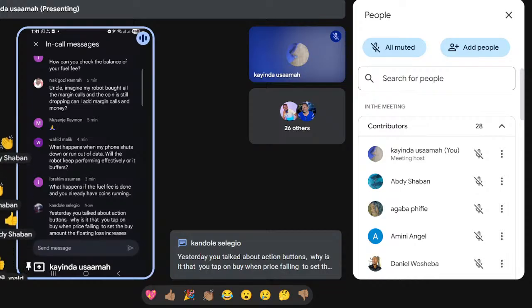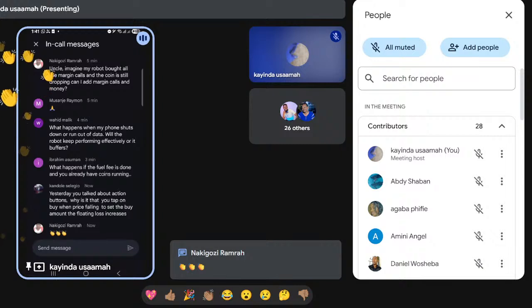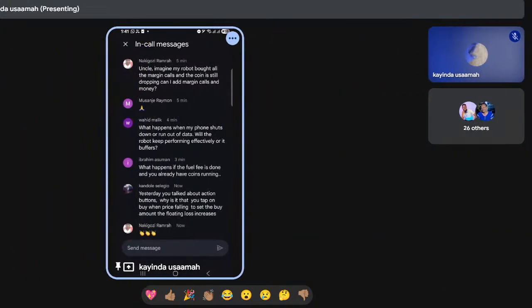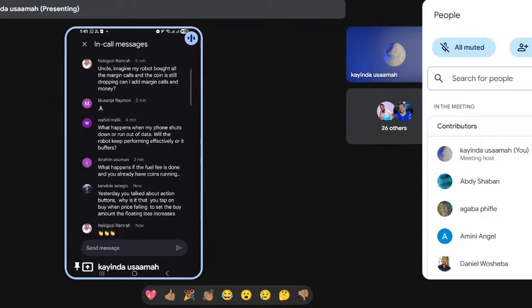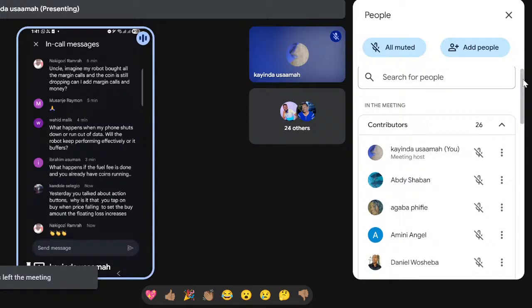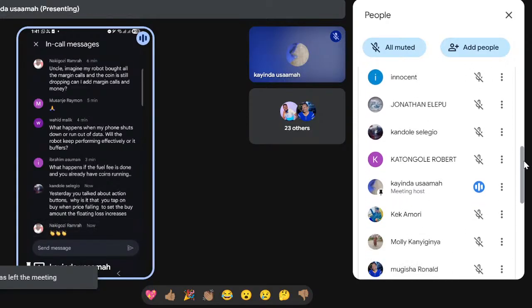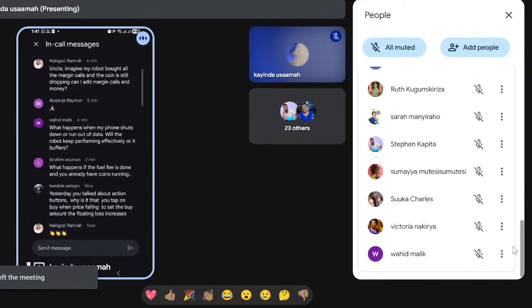Yesterday, you talked about action buttons. Why is it that when you tap on buy when the price is falling to set the buy amount, the profit loss increases? Yeah, because you have bought. You get the point. When you buy land at 10 m and then the neighbor is selling the same size of land at 5, don't you mean you have added more value to your land? Even if you decide to sell all that land at 17 m, it will be a profit.